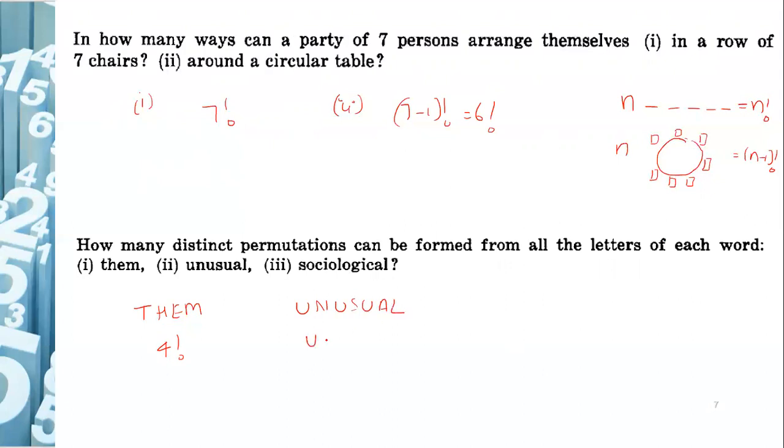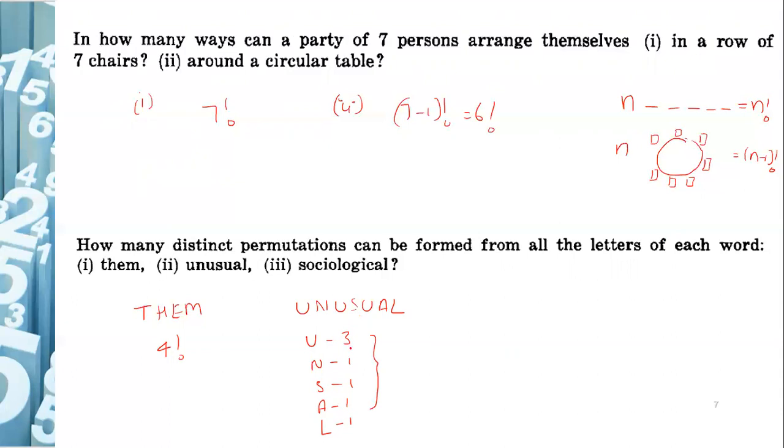How many U's are here? Here it is repeating: 3 U's, 1 N, 1 S, 1 A, 1 L, 1 A, and 1 L. So 3 objects are repeating. When letters are repeating, we need to go for a slightly different formula.